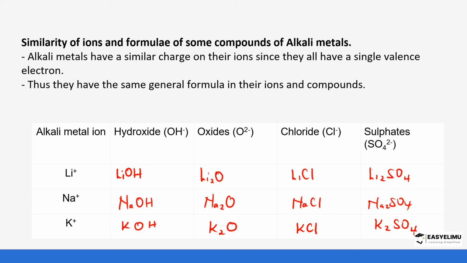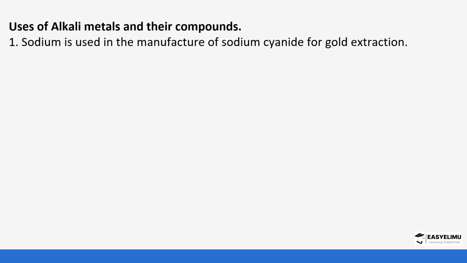Next, we look at a few uses of alkali metals. Whenever you are told to give a use of an alkali metal, you give a specific use. Do not say that alkali metals are used for this and this. Be specific. Lithium is used for this, and then sodium is used for this. Potassium is used for this. Do not generalize. So sodium is used in the manufacture of sodium cyanide for gold extraction.